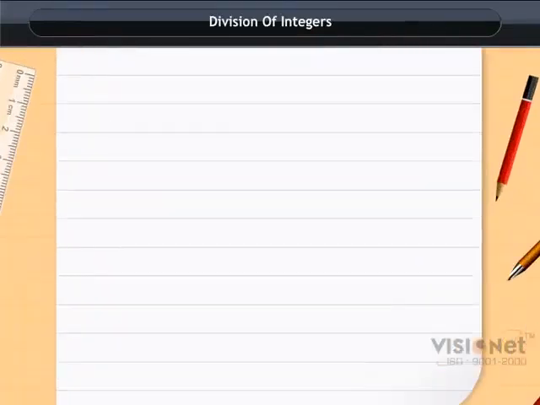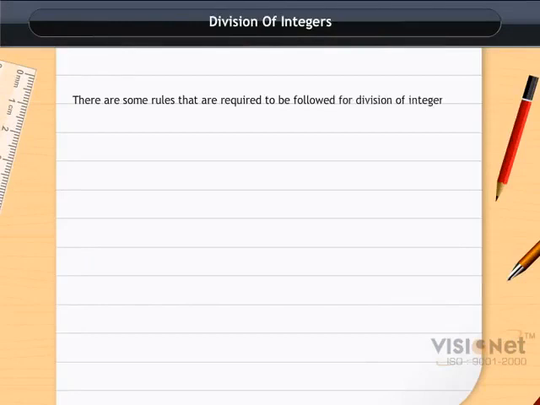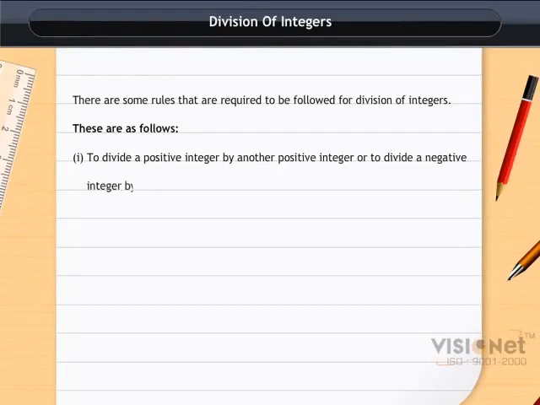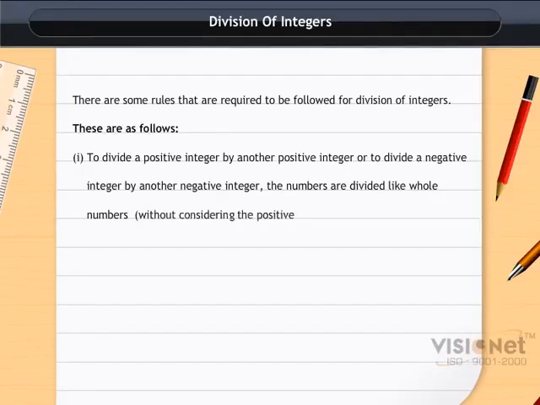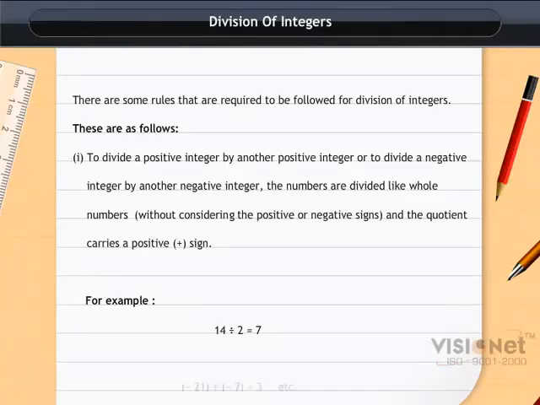Division of integers. There are some rules that are required to be followed for division of integers. These are as follows. To divide a positive integer by another positive integer or to divide a negative integer by another negative integer, the numbers are divided like whole numbers, without considering the positive or negative signs. And the quotient carries a positive sign. For example, 14 divided by 2 is equal to 7, minus 21 divided by minus 7 is equal to 3, etc.